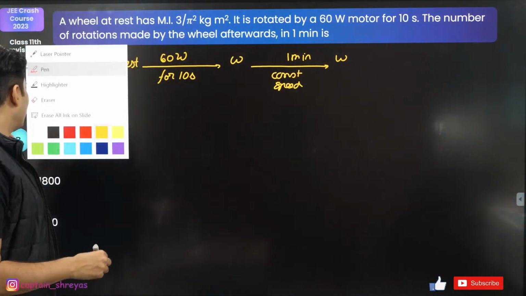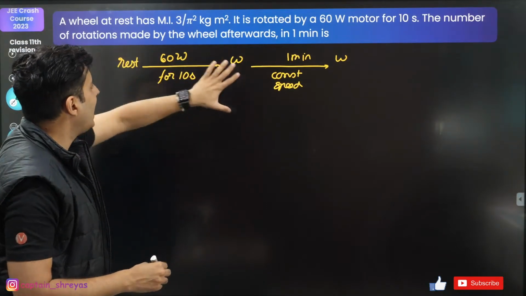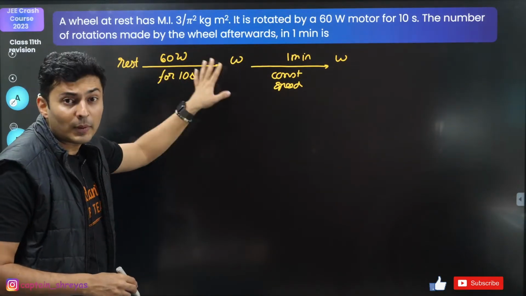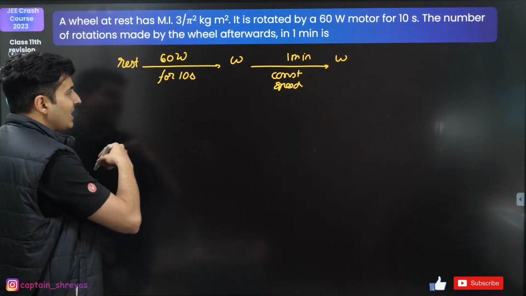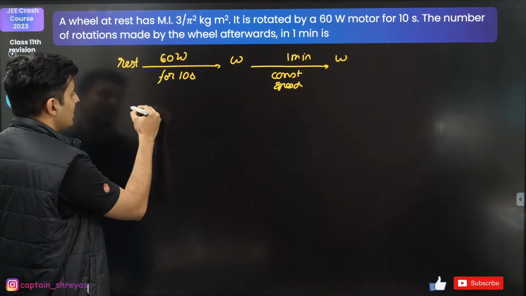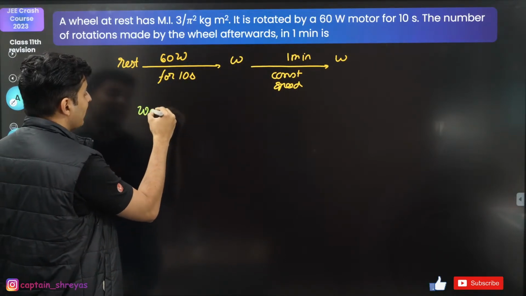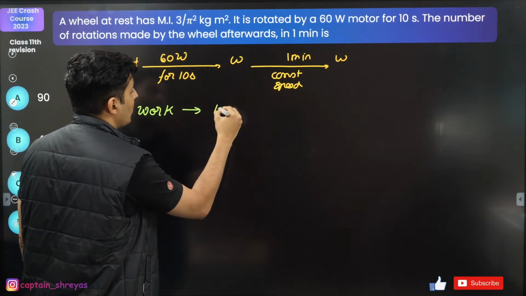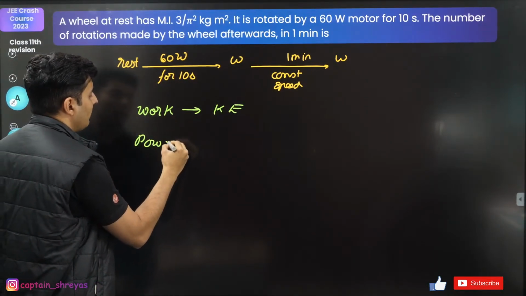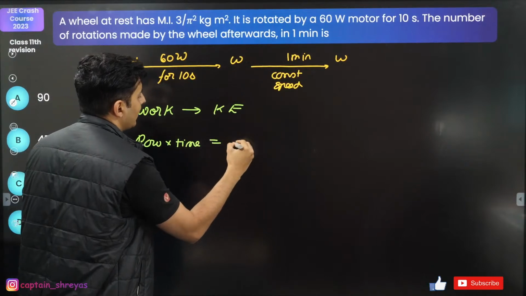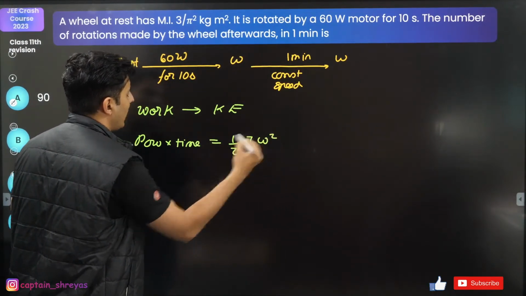Okay, so let's try to do that. For that, let's solve this particular part, the initial part where it is accelerated. The power is given for 10 seconds. That means the work done goes into kinetic energy. Work is power into time. So power multiplied by the time is kinetic energy, which is half I omega square.